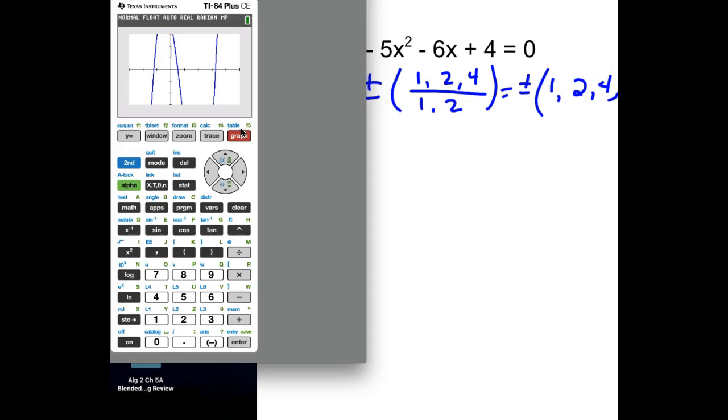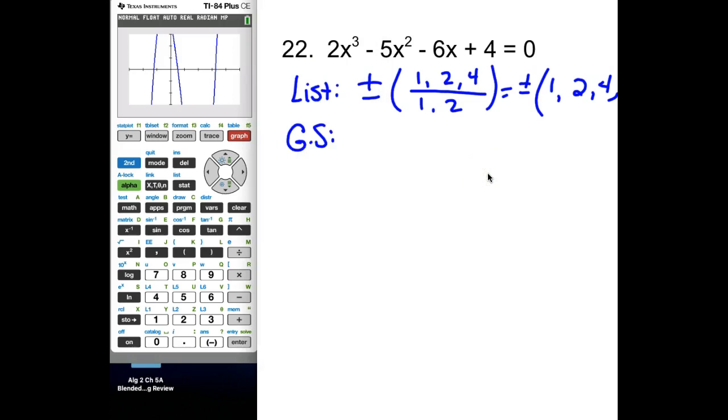It does look like it's crossing between 0 and 1 at about a 1/2, and 1/2 is on my list. So I could try that. And then it's crossing somewhere between 3 and 4. I don't have anything on my list between 3 and 4. So the only one that I am going to put down, my graph is suggesting, is 1/2. The other two are real answers because I can see them, but they're not rational. They're not from my list.